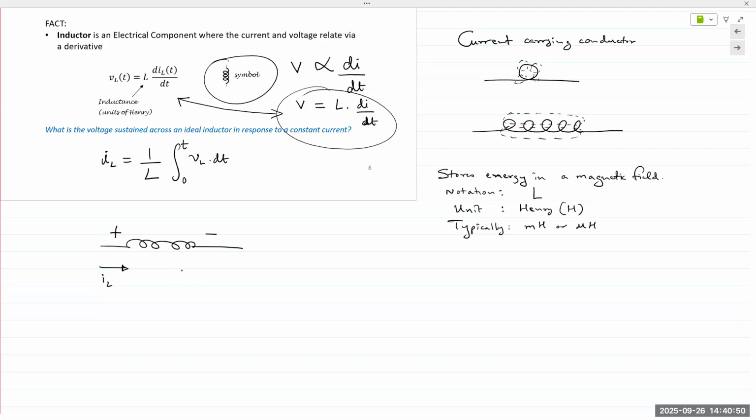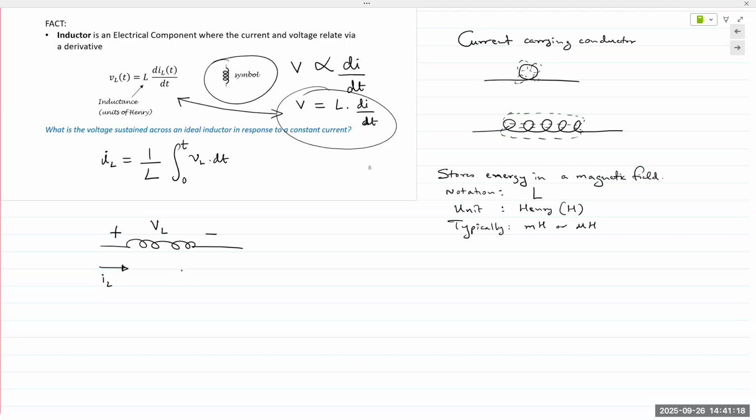Okay, so if IL is flowing from left to right, VL, the voltage across the inductor, is plus on the left, minus on the right. Technically, if IL is flowing, resistance R is equal to 0. But let's say IL starts flowing, it's supplying some energy to that inductor. The inductor receives the energy and stores it.